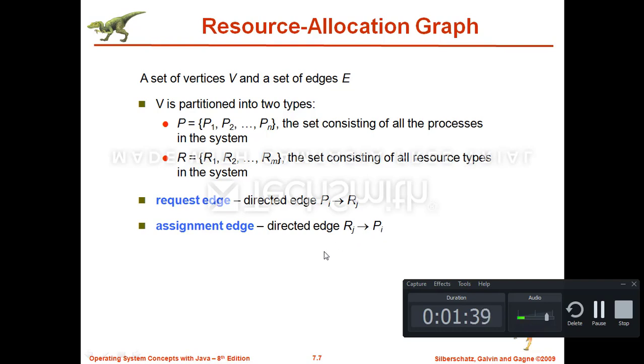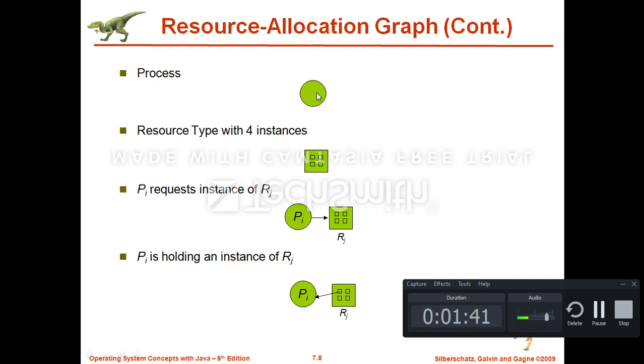Let's go ahead. A process is represented by a circle, a resource type is represented by a square. These 4 dots indicate how many copies of that particular resource type are available. As we already discussed, 4 copies are available with respect to this figure. Then, as I said, there is a directed edge from process to the resource. That means this particular process is requesting 1 copy of the resource Rj. Because 4 copies are available, 1 copy it is requesting. Then if there is a directed edge from resource to the process, 1 copy of Rj is already allocated to Pi. So this is how it works.